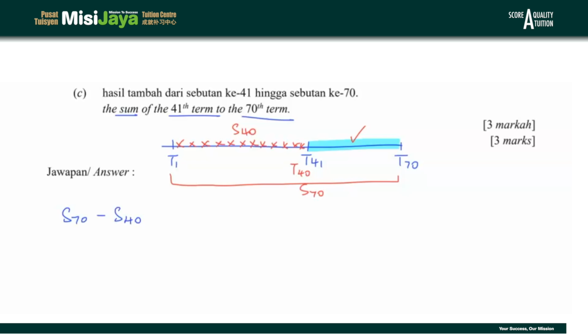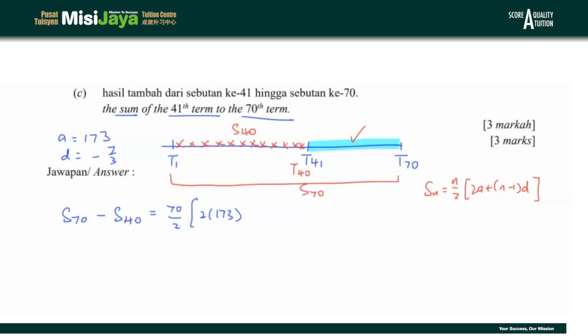Students need to memorize the formula for Sn. The formula for Sn is n over 2, open bracket, 2a plus n minus 1 times d. Remember this. You just need to know your a, your d and also your n. So let's solve this. S70 will be 70 over 2, then 2 times 173, where 173 is your A, and your D is negative 7 over 3, which we got from the previous question.